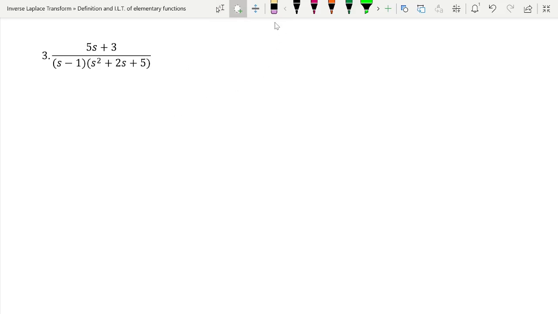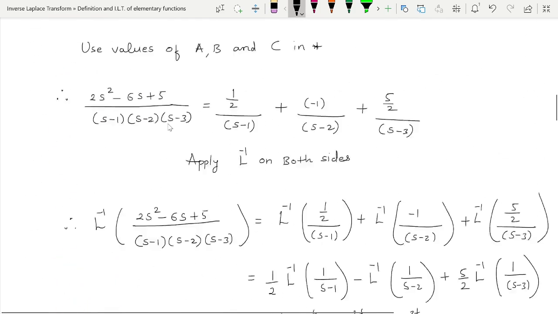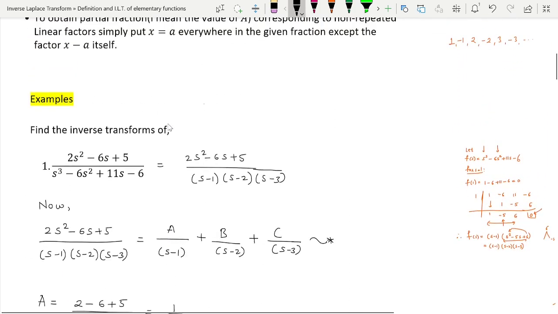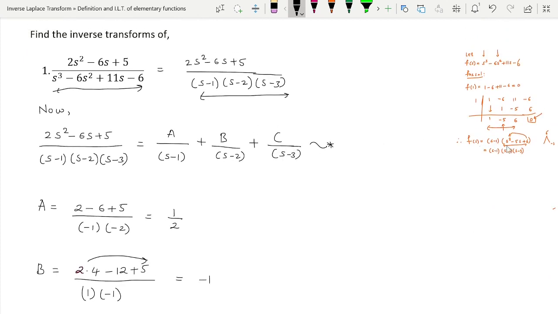Now let us see this problem. Over here you can see that in the denominator we are having s minus 1 and a quadratic factor. Now you might have observed the first problem. In the first problem the denominator was a cubic polynomial, and what we did is we expressed it as a product of linear factors. And how did we proceed for that? Actually we used synthetic division.